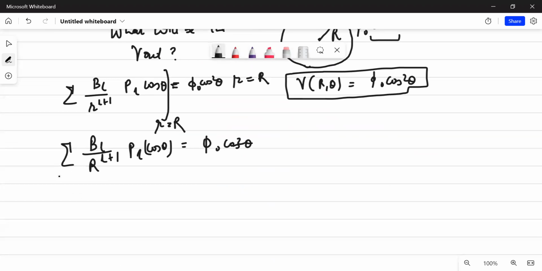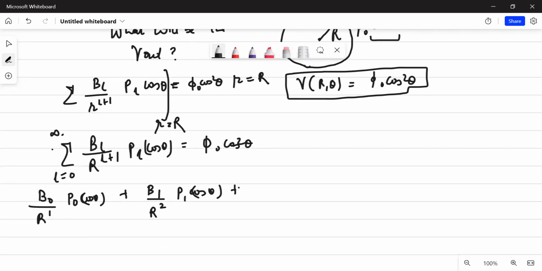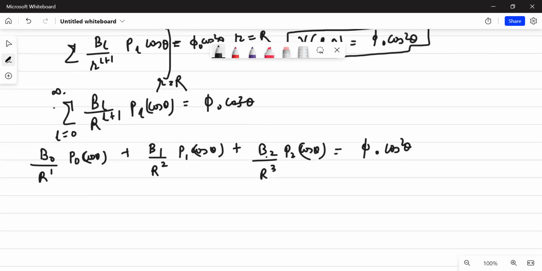Here your L varies from 0 to infinity, isn't it? So start doing it. Place L equal to 0, 1, 2. This will give you B naught upon R to the power 1, P naught cos theta, plus B1 upon R square, P1 cos theta, and then B2 upon R cube, P2 cos theta, and all this is equal to phi naught cos square theta. Is that clear? I hope it is clear. Yes, sir. You just try to find these values B2, B1, and B0.